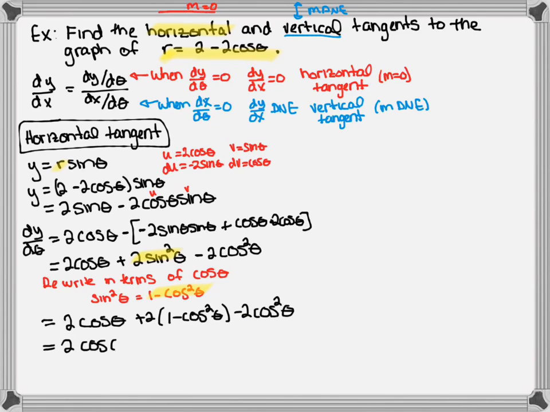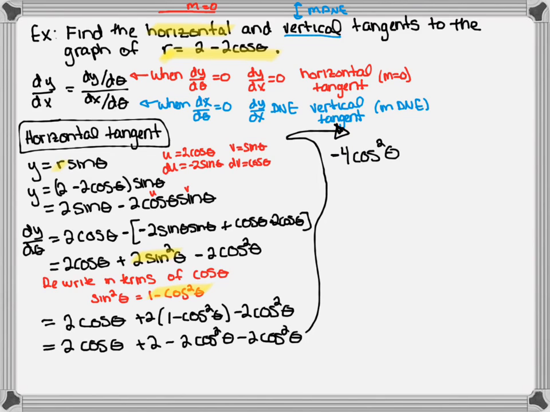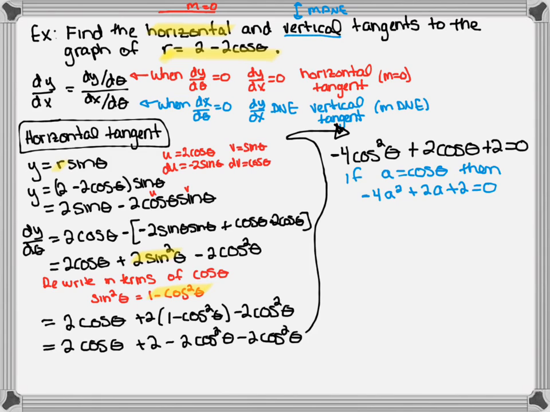I'm going to distribute the 2 and combine my like terms. So I end up with this equation, which still looks really complicated, but now I have everything in terms of cosine. Notice that this is a quadratic equation, so I'm going to say let a equals cosine theta. Then I can rewrite this equation exactly as I would a quadratic. I can factor out a -2, and then factor using guess and check.